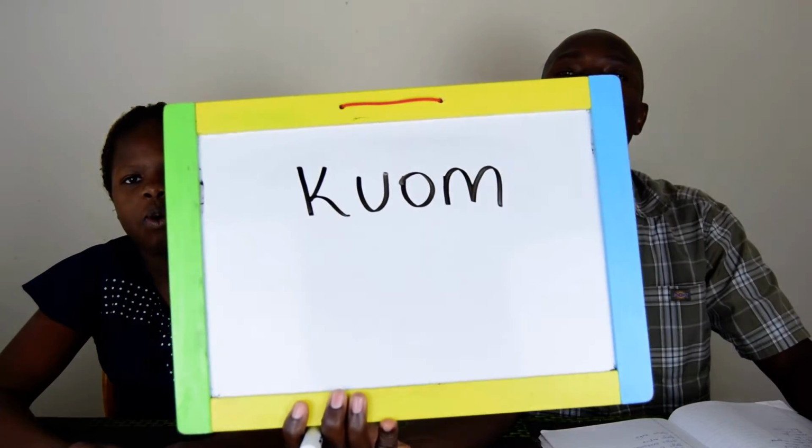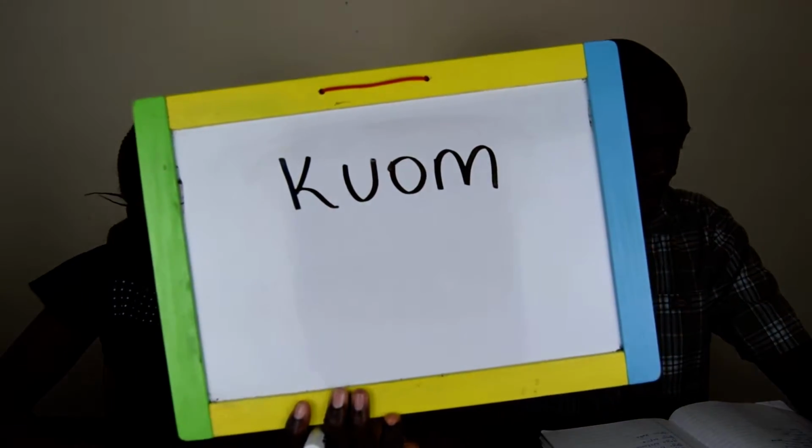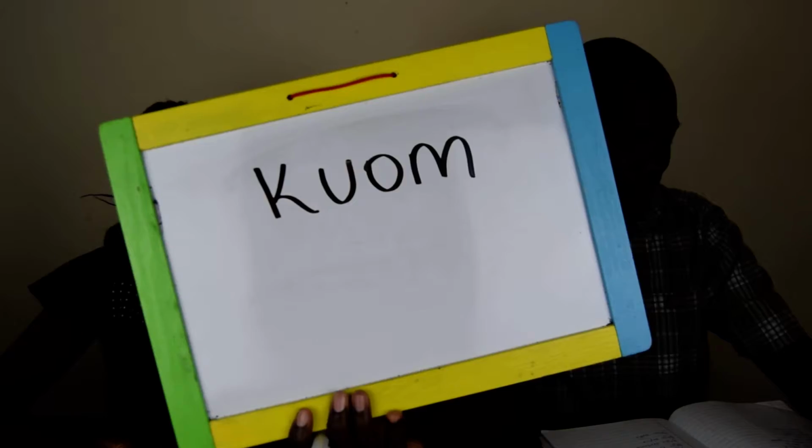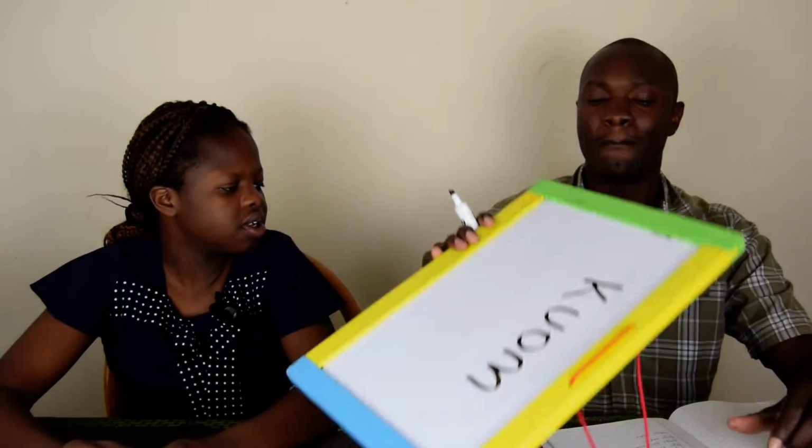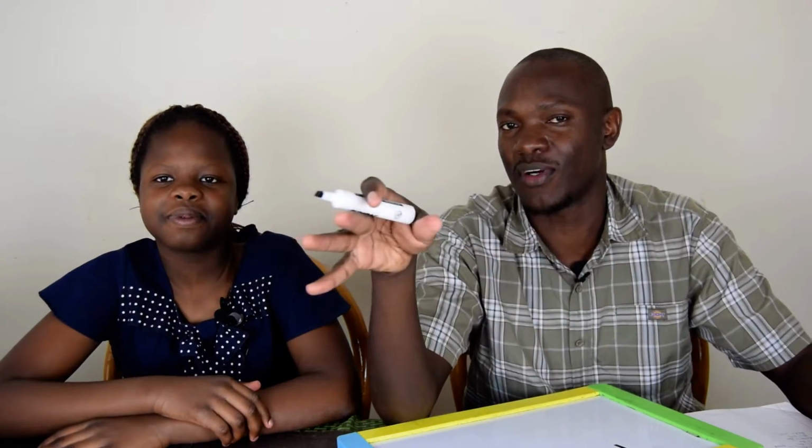And the other thing is you also have this to mean for. Quom also means for. Quomano. Quom is loosely translated to for. It might not really mean for, but it's loosely translated to for.